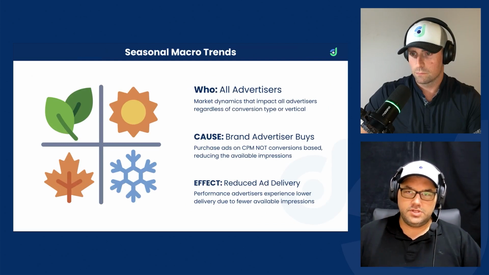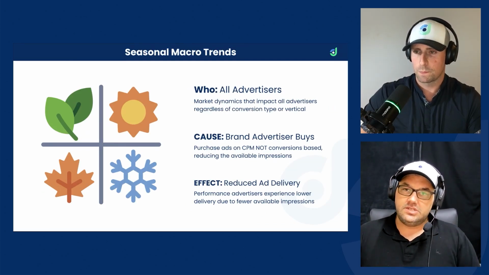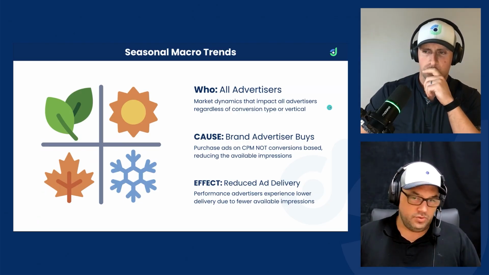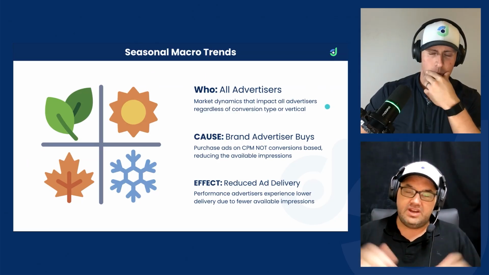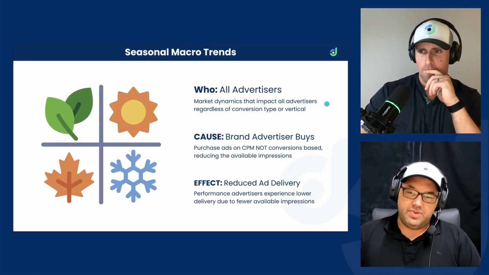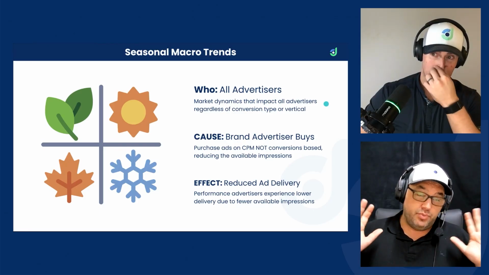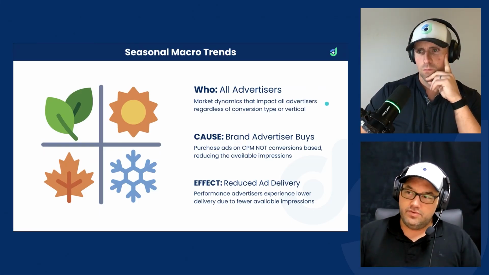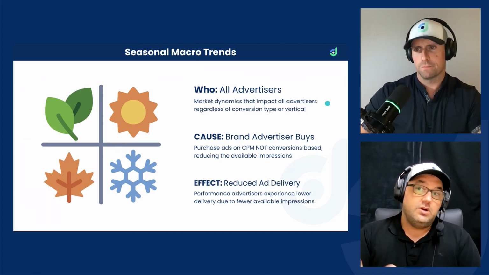Perfect. So those are the do's and don'ts for a cold spot. Let's have a quick look at macro trends. These are things that affect all advertisers, irrelevant of the optimization event you're optimizing for, so in this case, app installs. These are things like big brand advertisers or election situations coming into play in their running campaigns. These things affect all advertisers because these big brand guys are buying up all these impressions. They're using CPMs as opposed to conversions like us performance advertisers, and because they're doing that, they're buying up impressions which we can't get.